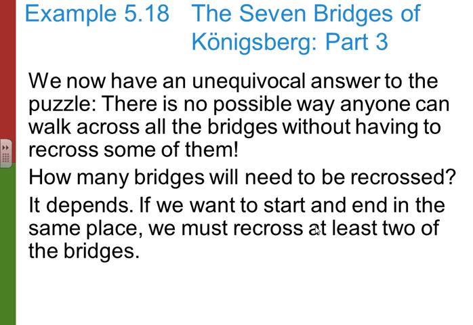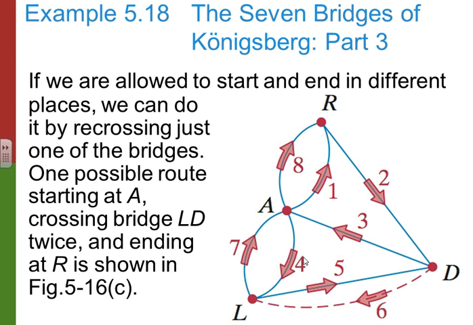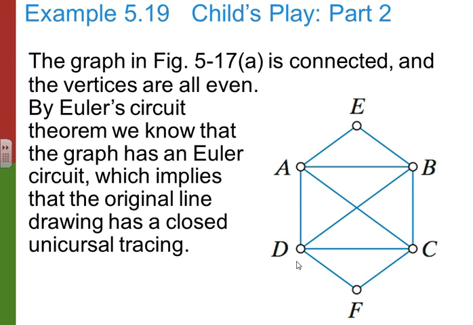So now we have an unequivocal answer to our problem of bridges. And we see that if we added another one, however, right there, then everything would be fine. And we could actually do it. So all we have to do is add one lousy more bridge.